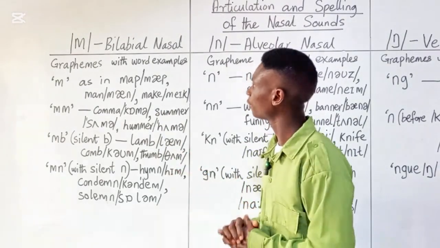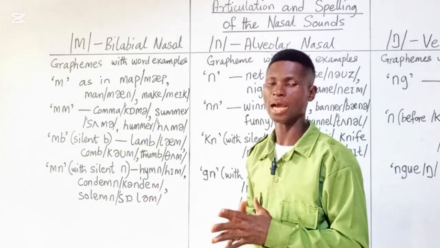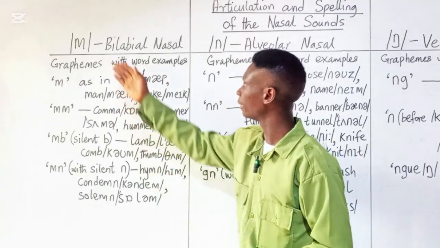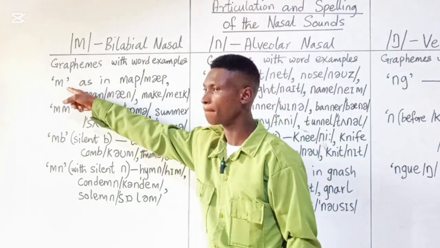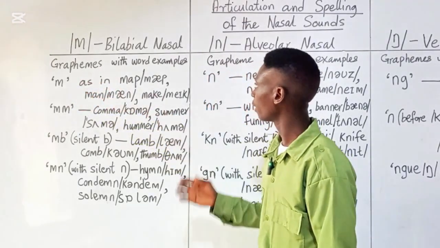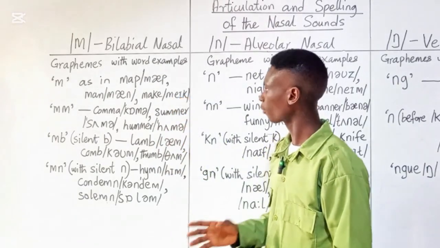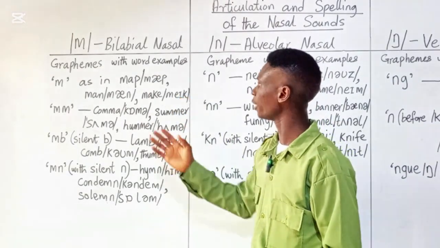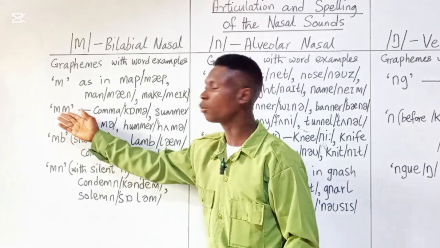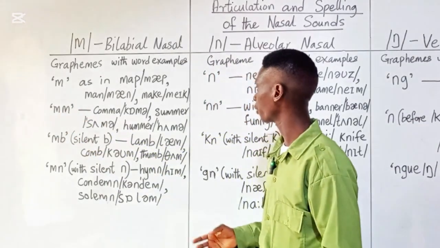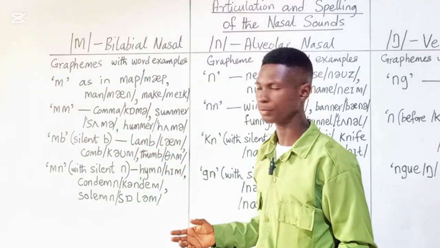So we also have the different graphemes, that is the different letters of the alphabet that can represent the sound. The very first one is letter M, as in words like map, man, make. Also, we have the bilabial nasal where we have double M, as in comer, summer, hammer, and many more.